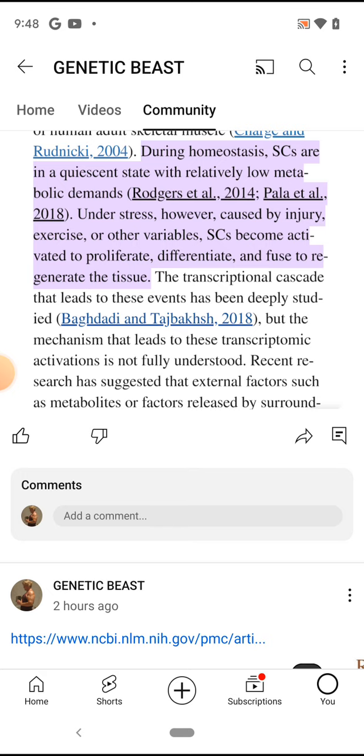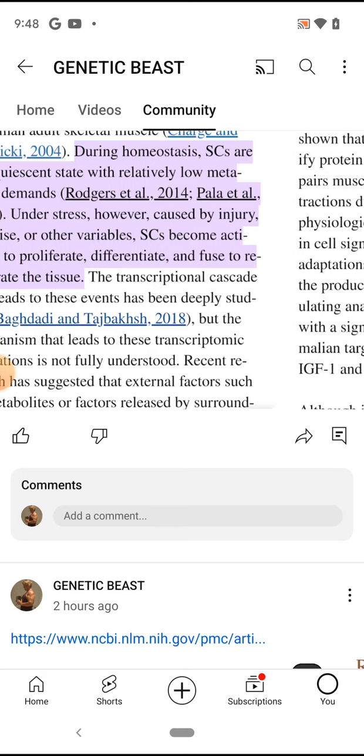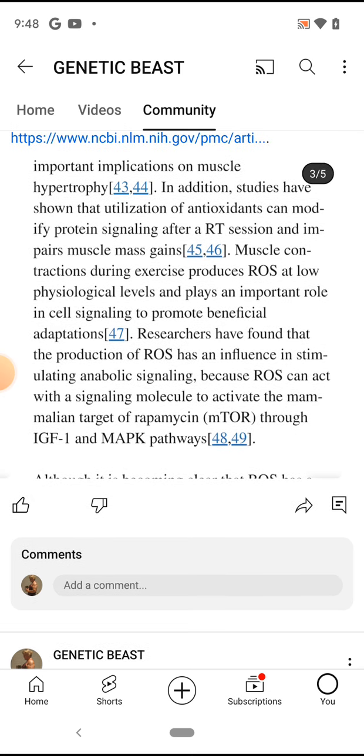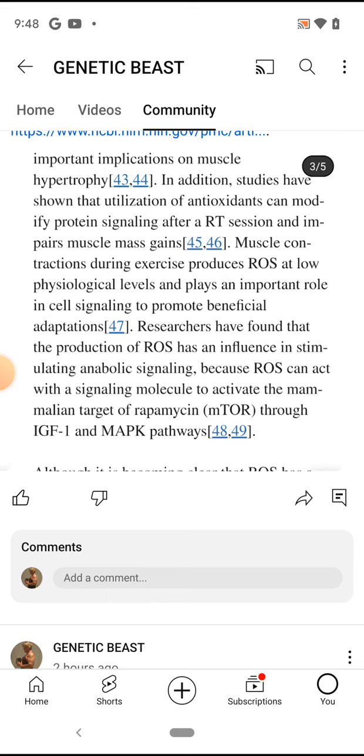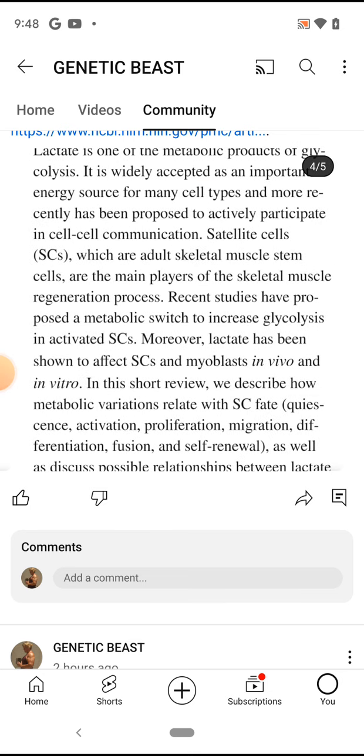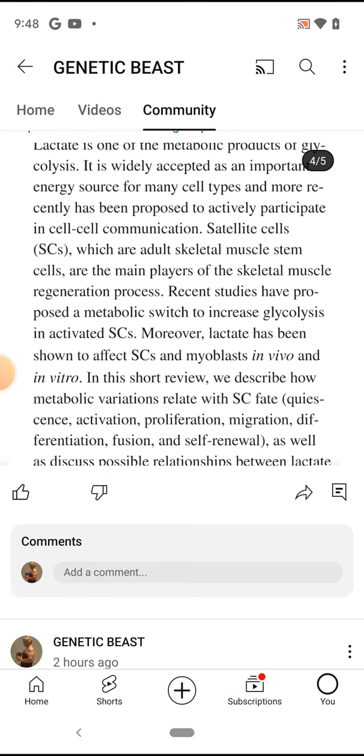Okay, transitional cascade, whatever. They talk about a whole bunch of other things here, okay? They even talk about antioxidants modifying protein signaling after RT sessions and impairing muscle gains. So antioxidants can impair muscle gains. There you go. It is widely accepted as an important energy source for many cell types. This lactate stuff, whatever, metabolic products, proposed to actively participate in cell-to-cell communication.